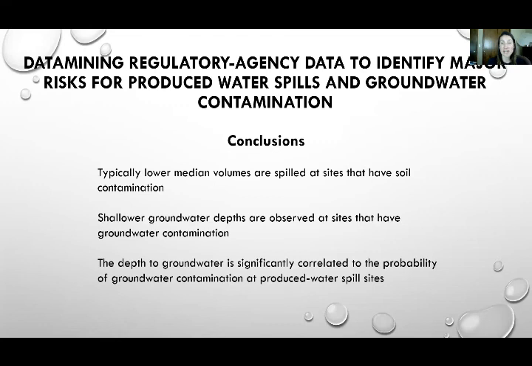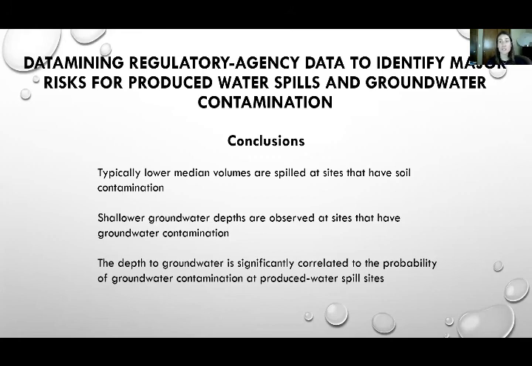And it had that same sort of skew that I showed you before. And so I was able to use that test in a few different ways throughout this analysis. I found that shallower groundwater depths are observed at sites that have groundwater contamination. And yet again, that was using that Mann-Whitney U test.